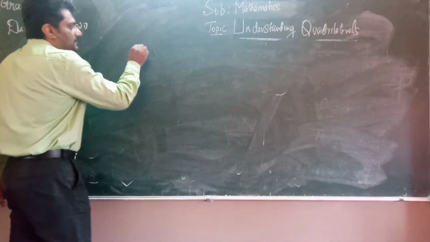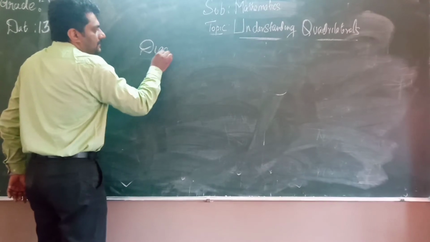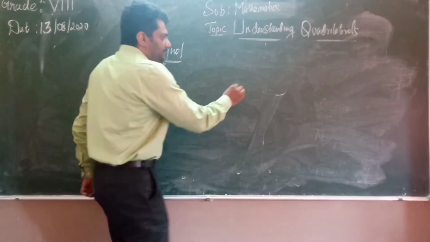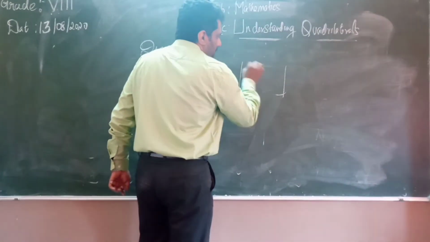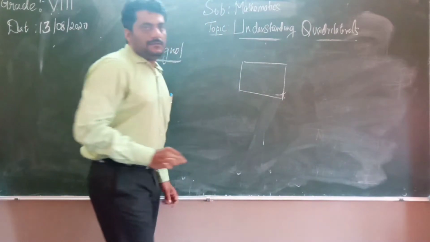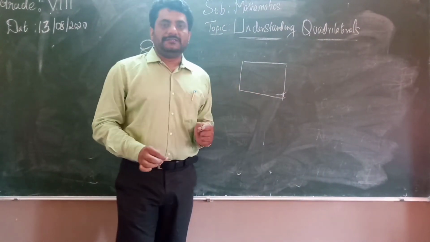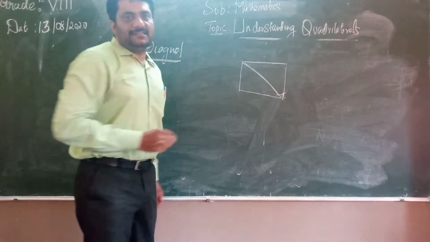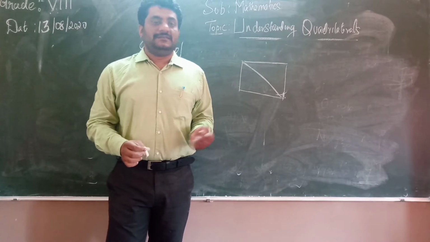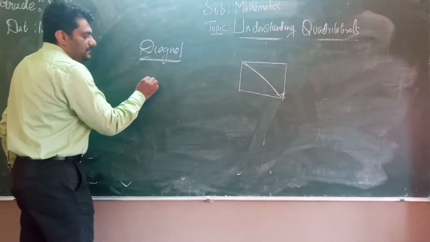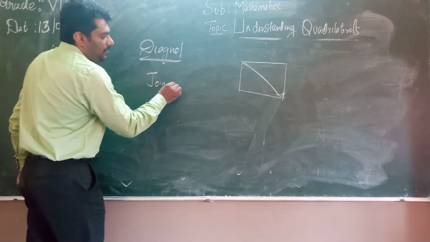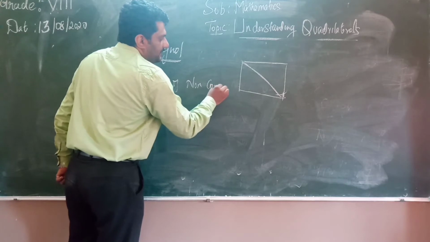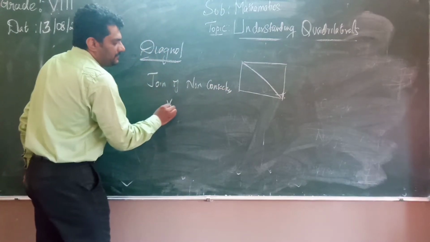After that, diagonal. What is a diagonal now? Now if I have a diagonal like this in a rectangle, or you can call it a quadrilateral, we know that this is called a diagonal. Now how do you define a diagonal? A diagonal is nothing but the joining of non-consecutive vertices.